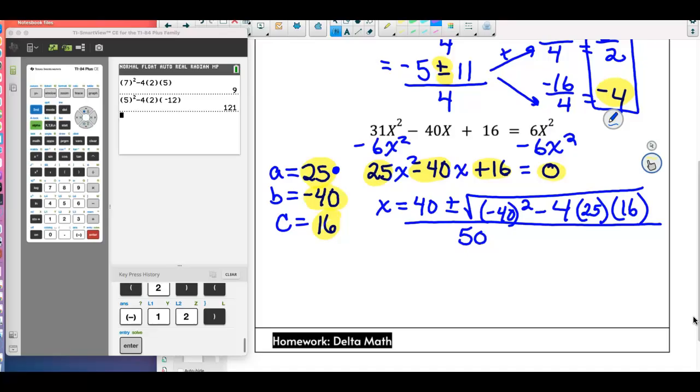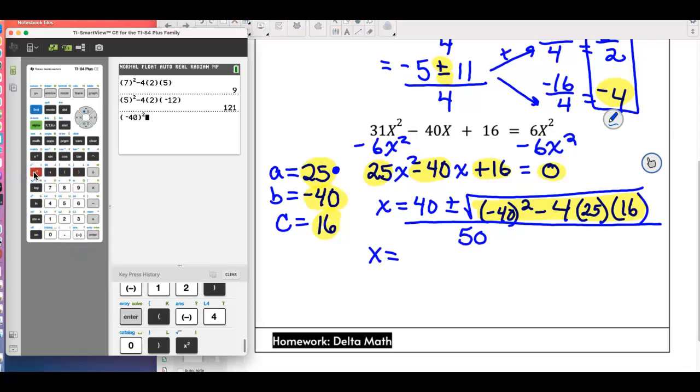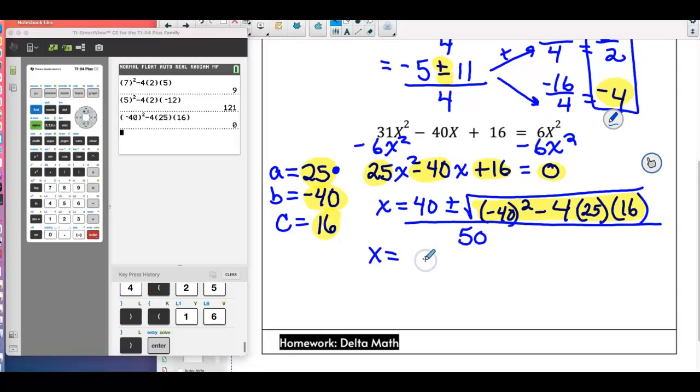If you were to look at your steps, it's going to say, go under that root, and hop on your calculator, and enter it exactly as you see it. So back over here to my calculator, I'm going to do parentheses, negative 40. I'm going to square it. I'll subtract 4 parentheses 25 parentheses 16, close it, enter. Oh, I got a 0. Let's see how we handle that.